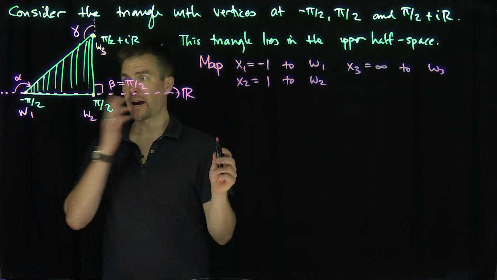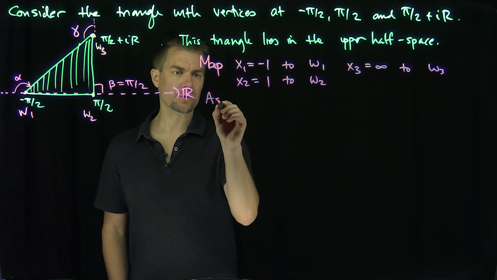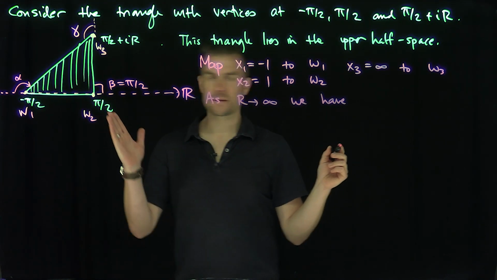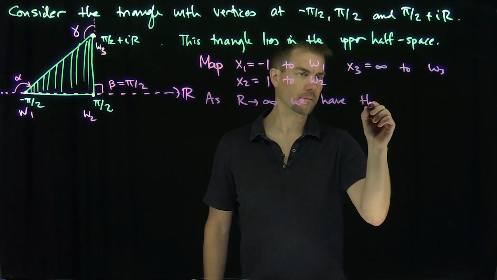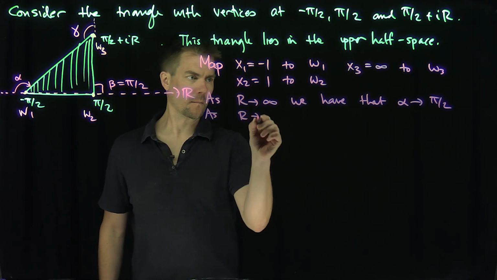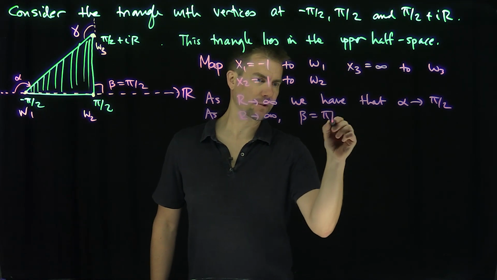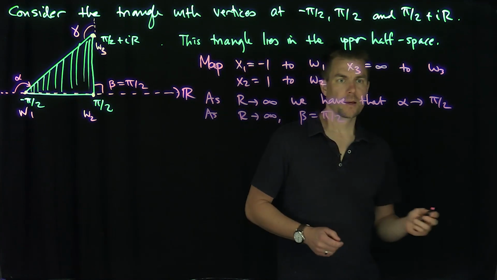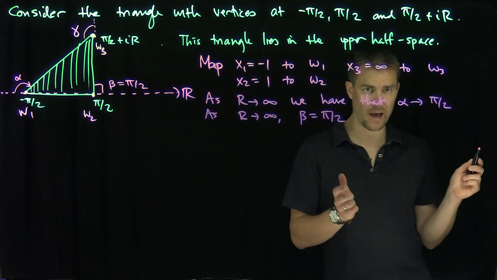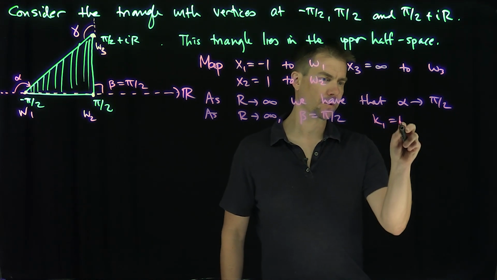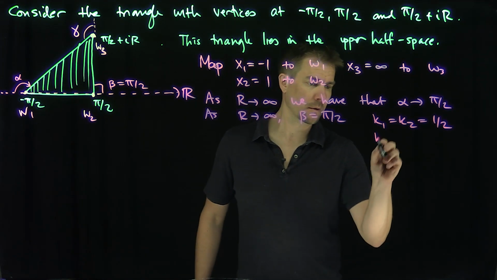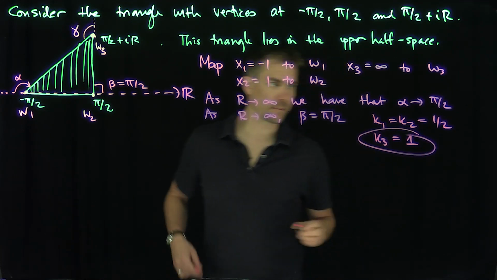And so now what are my exterior angles over here? As R goes to infinity, we have that alpha is going to what? Is going to pi over 2, right? Okay. As R goes to infinity, beta is clearly still just pi over 2, right? So what does that tell me? That tells me that my K1 is going to be 1/2. My K2 is going to be 1/2, right? So K1 and K2 in Schwarz-Christoffel are both equal to 1/2. And for them to sum to 3, we need K3 to be equal to 1, right? So K3 needs to be equal to 1, in order for it to be a closed polygon.